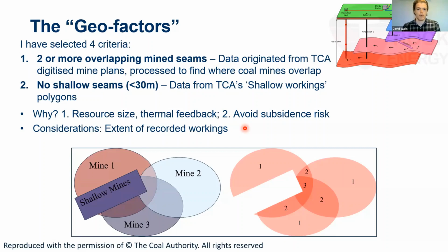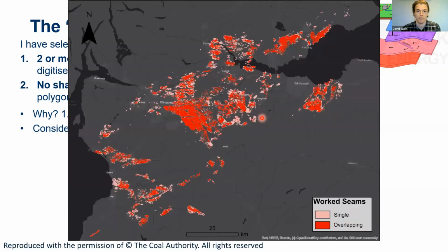So a quick schematic at the bottom there, you've got 3 mines overlapping in some places but not in others. And then you have an area of shallow mines which we can remove. And overall for Scotland, that produces a diagram that looks like this. And so in the dark red there, you have areas with overlapping, and they are going to be taken forward to our final output map. And the areas where it's pink is a single seam, and that's going to be removed. Already from this map, we have removed anywhere where there's shallow workings.